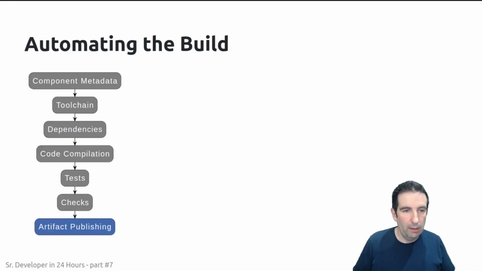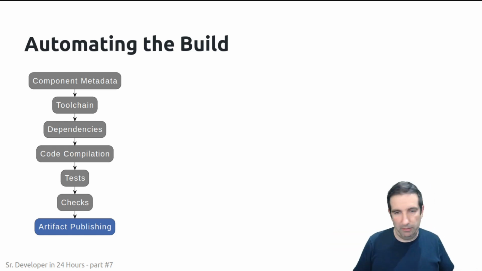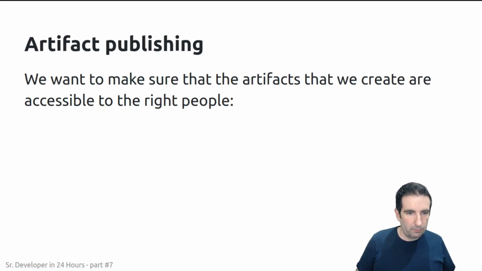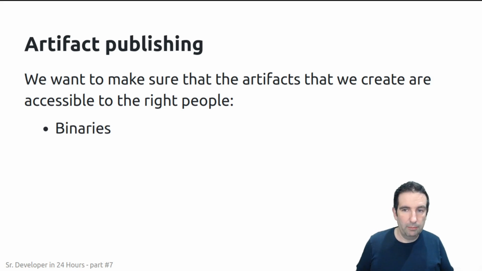All right, and we've gone through this whole process. We have defined all of this information, defined all of these processes. Why do we do this? Because at the end of the day, we want to have some artifacts that we're going to publish, and we want to make them accessible to the right people. And what are those artifacts? Well, for example, if it's a compiled language, the binaries that we built, whether it's an executable or a Docker container or a library that somebody else can import into their project.